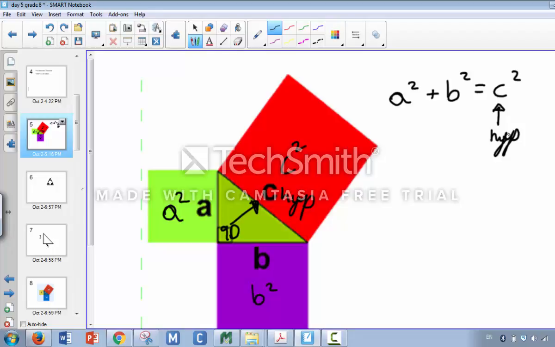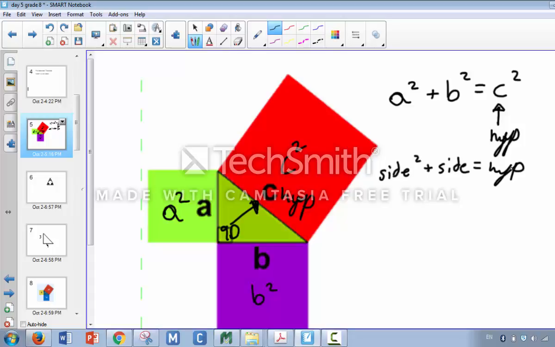The hypotenuse always has to be on the outside, and in the two sides, it doesn't matter which one's A and which one's B. So basically, it's side squared plus side squared equals the hypotenuse squared.